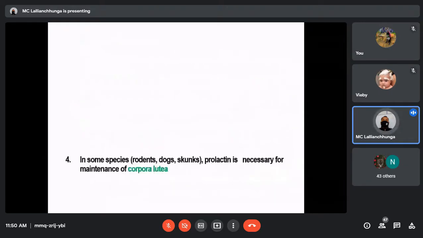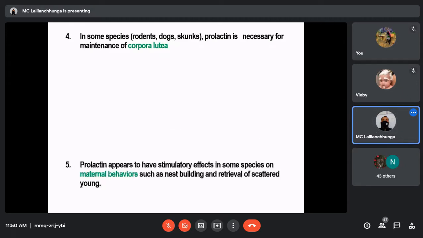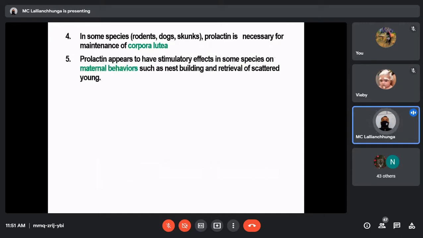In some species, prolactin is necessary for maintenance of corpus luteum. Okay, maintenance is important during pregnancy. So this will be discussed in more detail in the reproduction system. Okay, prolactin appears to have stimulatory effect in some species on maternal behavior, such as nest building and retrieval of scattering. So we know why a bird has started building up its nest, because there is increase in the prolactin. It is about to lay eggs.